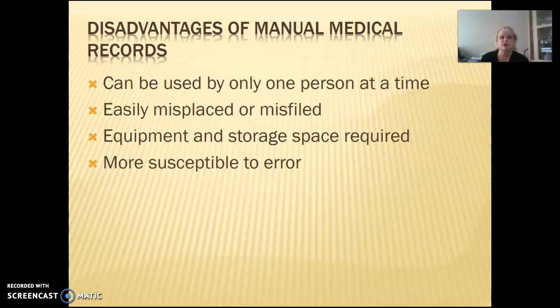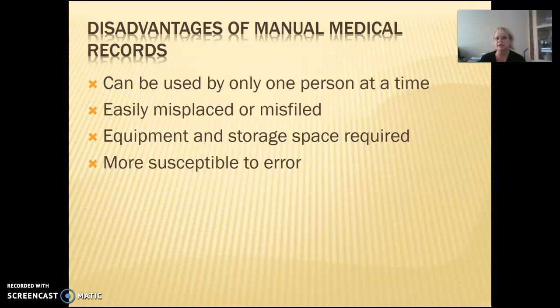In terms of equipment and storage space required, with paper charts, we had so many filing cabinets to store all of our paper charts. It was amazing, and they take up so much space. So when you switch to an EMR, you free up all this space because everything's electronic and on your computer. So that was a big disadvantage of having paper charts, is all of the storage that it takes to maintain them.